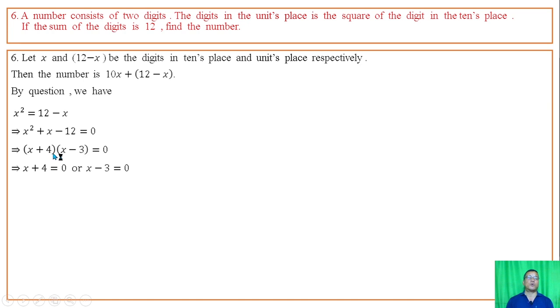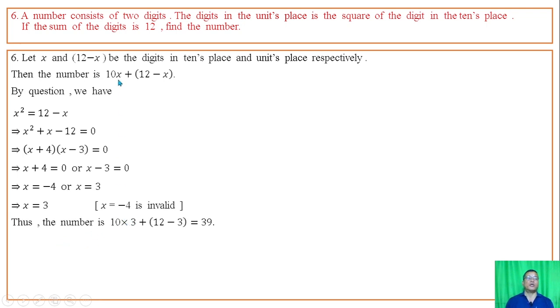Factorize, we have (x plus 4) whole into (x minus 3) equal to 0. The first factor is equal to 0 or the second factor is equal to 0. Solving for x, we have minus 4 or 3, but minus 4 is invalid. Digits cannot be negative. x equal to 3; x equal to minus 4 is invalid because it is not a digit. There are 10 digits starting from 0 up to 9. Thus the number is x, replaced by 3, we get 30. 12 minus 3 is 9, that is 39. The required number is 39.